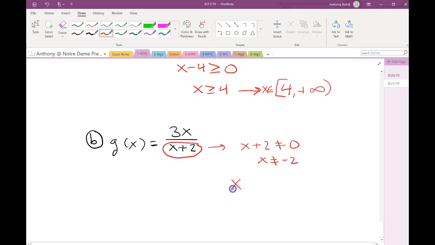So basically what I have is x can be less than negative 2, or x can be greater than negative 2. Everybody agree that that's the same thing as x cannot be negative 2? And if I do that, then this looks very similar to the example above, right? Where I have negative infinity to negative 2, union negative 2 to positive infinity.